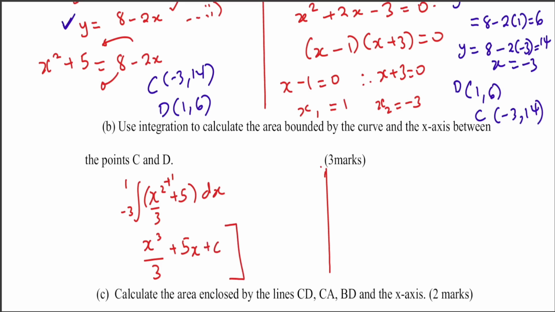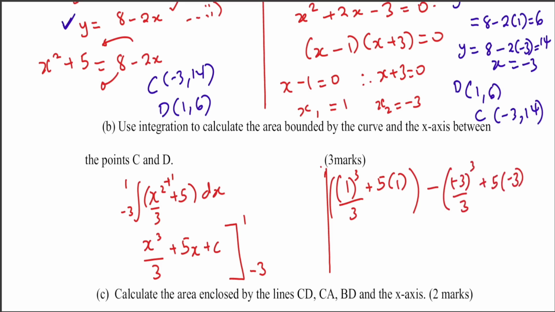So you need to integrate from negative 3 to 1. Let's start with the 1. So you do 1 cubed divided by 3 plus 5 times 1. There's no need for you to write the C. Let me do it the easiest way. So we know this is for 1, and then let's do it for the negative 3. So negative 3 cubed divided by 3 plus 5 times negative 3, which will also give you an answer.